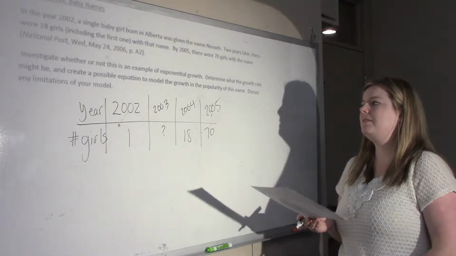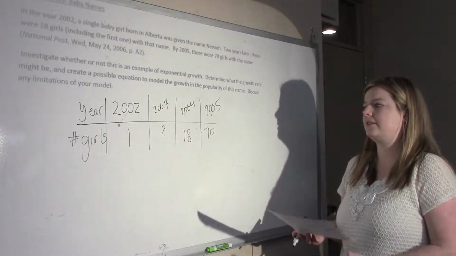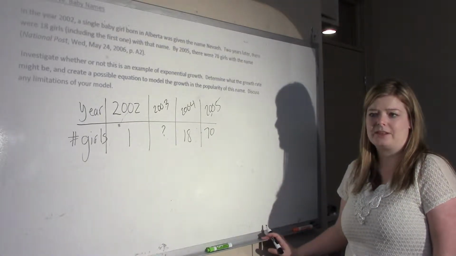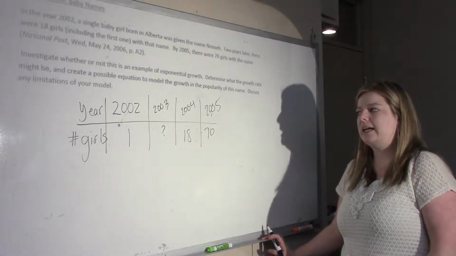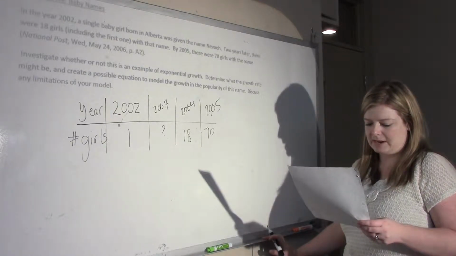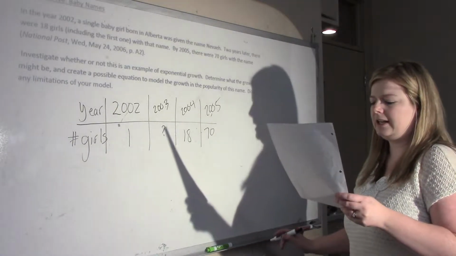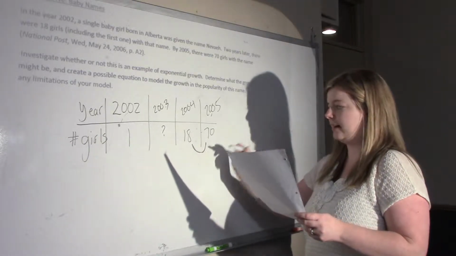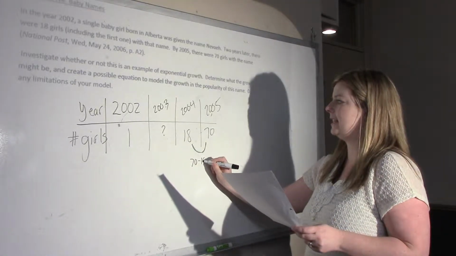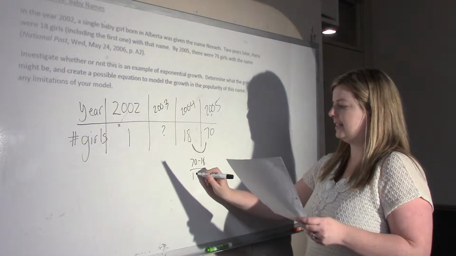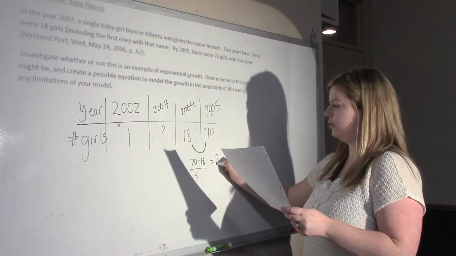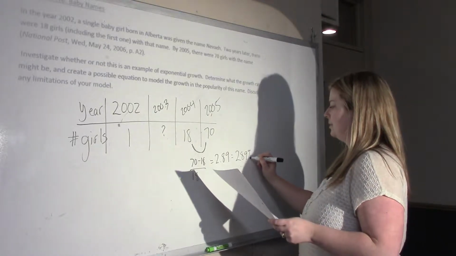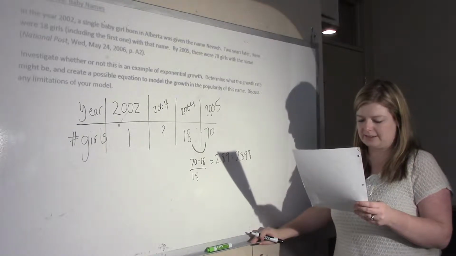Okay? So the limitations are, you'll see this is not a constant rate of growth. We also have a limitation because we don't have any data for 2003, so there is a big gap there. So those are 2 limitations right off the bat. If we go between 18 and 70, we can find the percent increase there. So you do 70 minus 18 divided by 18 gives you 2.89, which means 289%.